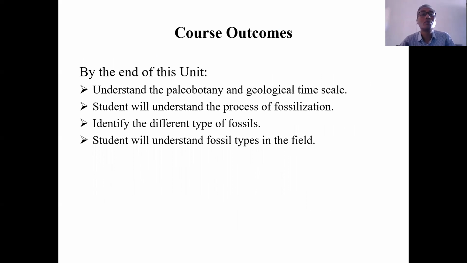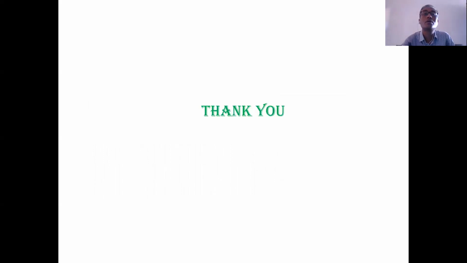Course outcomes of this unit. By the end of this unit, the student will understand paleobotany and geological time scale. Second course outcome, the student will understand the process of fossilization. Third course outcome, the student will identify the different types of fossil. And fourth course outcome, the student will understand fossil types in the field. So these are the course outcomes of the fourth unit.